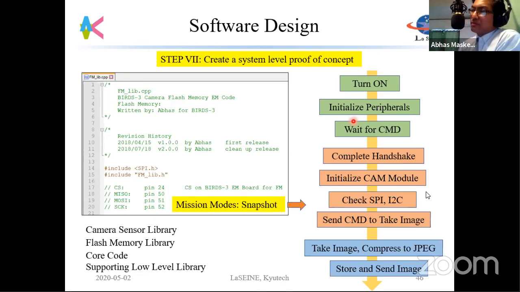So let's say one of the mission modes is taking a snapshot. To take a snapshot, we turn on the camera, we initialize peripherals, which is basically I2C, UART, whatever. And then we wait for the command from OBC, let's say. And then the command comes, we complete a handshake basically saying that, hey, I'm alive, I'm okay. And then we initialize the camera module, we check the SPI and I2C with the image sensor. We send a command to take an image, and then once it takes an image, we compress it to JPEG and then store and send the image back. Okay, so this is basically how to take a snapshot, just an example.